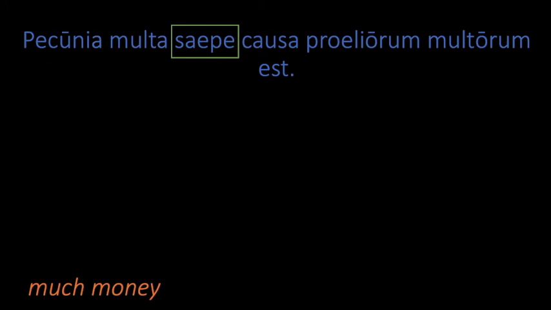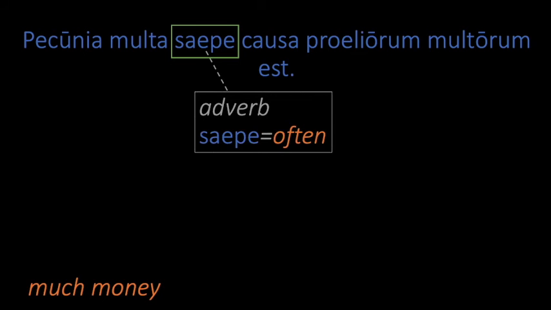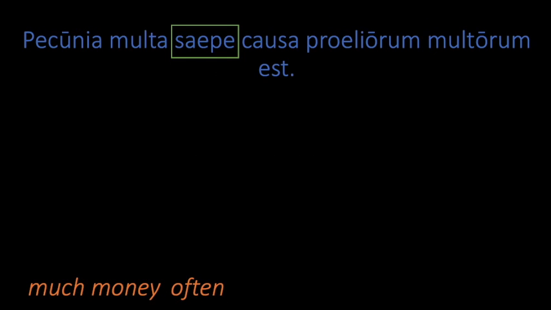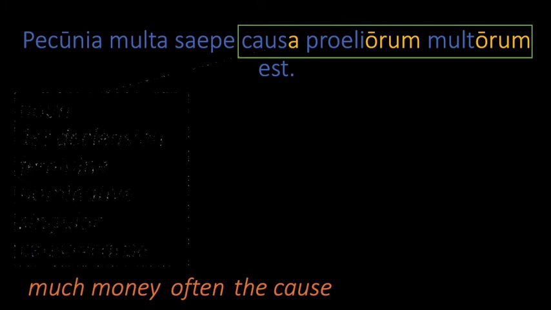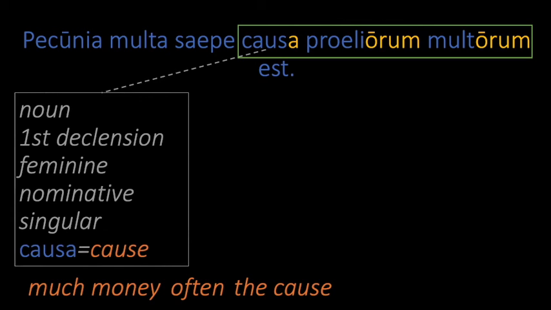Saepe is an adverb. It means often. Here it stands by itself, so the phrase is just often. Now we have causa proeliorum multorum. Causa is a noun, in the nominative singular meaning cause.